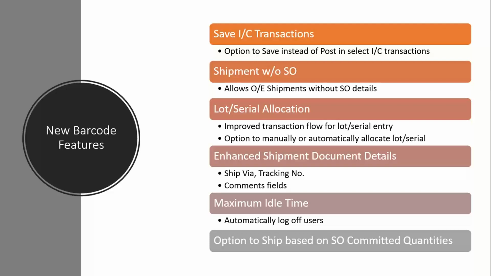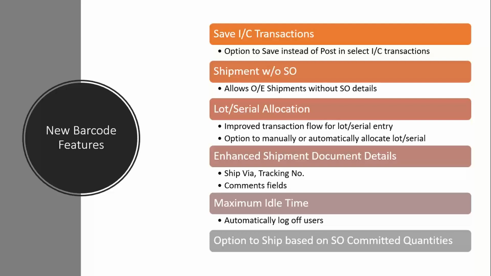Another function that a lot of you guys have been asking for is automatically logging off idle users. So now in this new version, this is standard to barcode. We can set a maximum time of idleness, and we can automatically log off users rather than forcing killing off everybody in barcode like what we have been doing before.